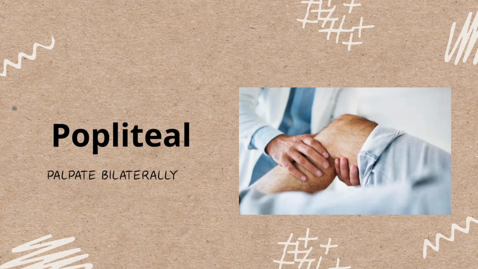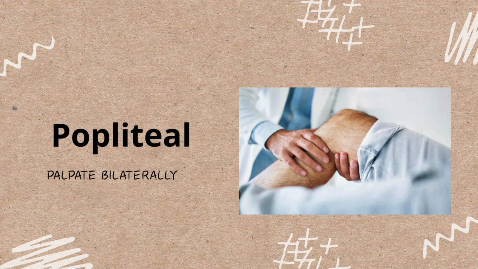The popliteal pulse is located behind the knee. You generally have to push with some pressure and avoid tendons to find this pulse. It can be very difficult to find.